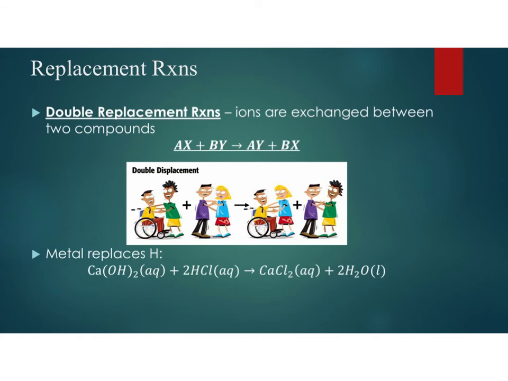So if we look at the scenario where we have a metal that replaces a hydrogen, this metal of calcium is going to go in and replace a hydrogen, and essentially that hydrogen is going to replace that calcium. This is the double replacement. So we end up with calcium chloride because the calcium replaces the hydrogen, and then our hydrogen replaces calcium, which leaves me with HOH, which is really H2O or water, and that's what we end up with right here.